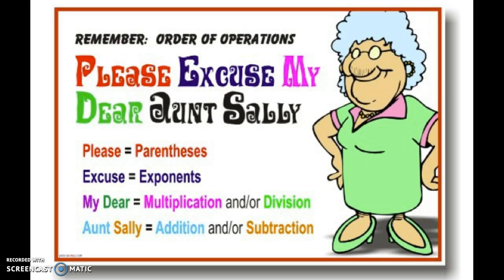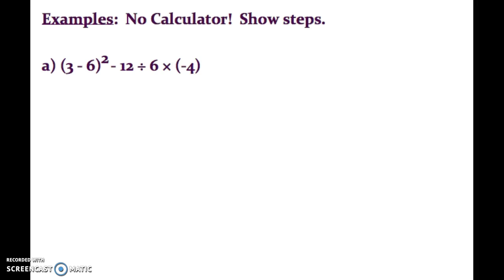All right, we're going to work out a few pretty tough problems using the order of operations. The first one is this. The quantity 3 minus 6 squared minus 12 divided by 6 times negative 4. So on these problems, you're not allowed to use a calculator. You have to show your steps. So the first thing I want to look for is all my parentheses.